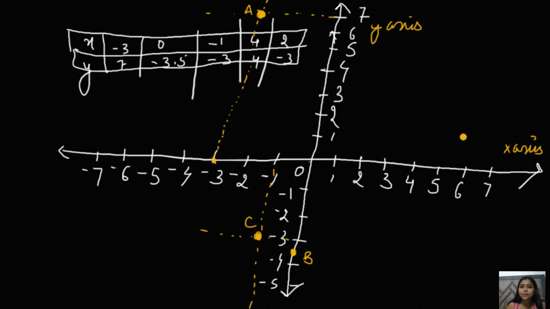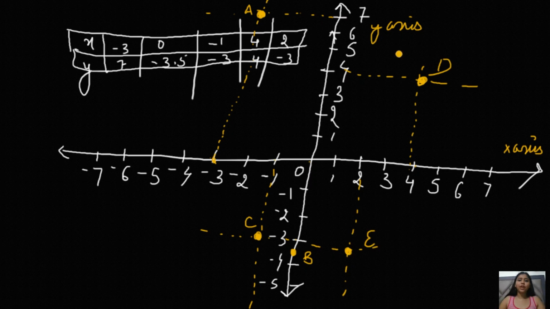Next is 4 comma 4. This is 4. Let's just draw the dotted line from the 4. Now again the dotted line from the 4. This is where they meet. Just locate the point. Next is 2 comma -3. So this is the 2 and this is the -3. Just draw the dotted lines. This is -3 and here we locate point E. So this is what we have to locate. We just have to locate these points on this particular axis. This is point A, this is point B, this is point C, this is point D, and this is point E. Okay, this is how we have to locate the ordered pairs.